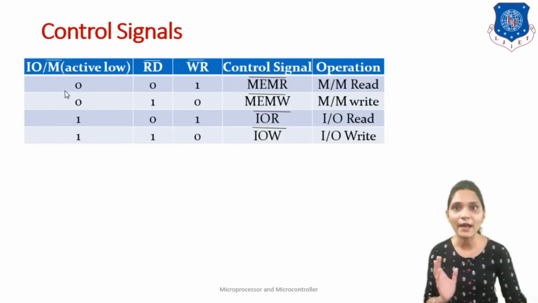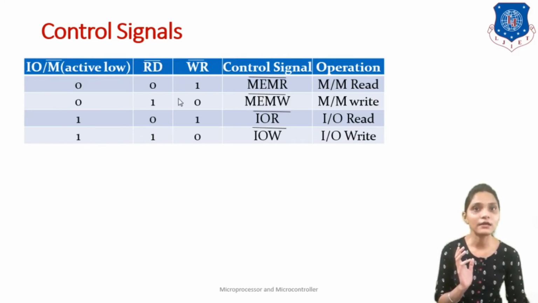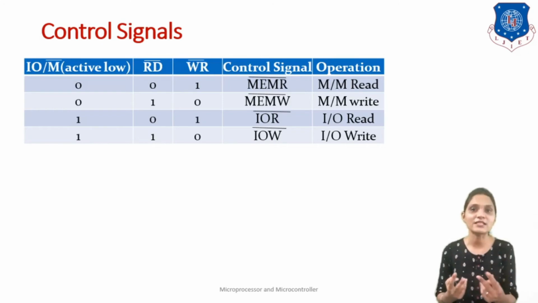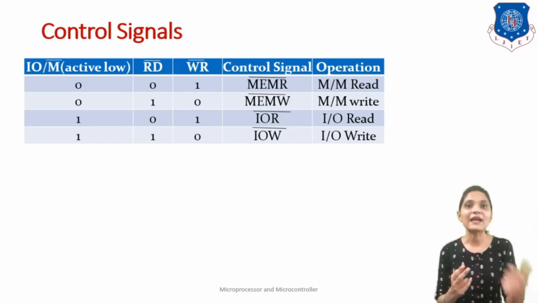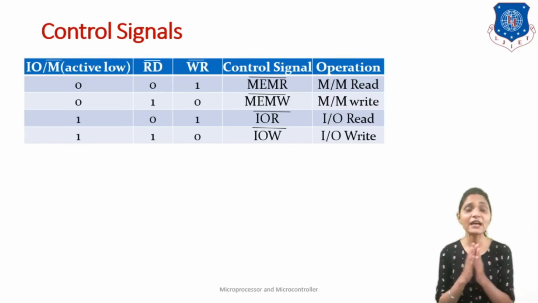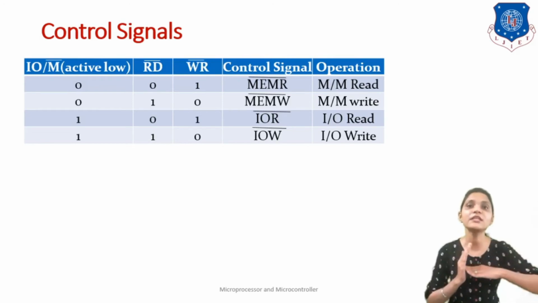Here this IO comma M bar, its value can be 0 or 1. If it is 0, then its task is memory related, and you have RD bar or WR bar. If your device is IO or memory, you have to do only two tasks: read the content or write the content, or read the data or write the data. And that location, or you can say that address, is provided on the address bus. You have to perform some task of reading or writing on the address you have already provided on the address bus.